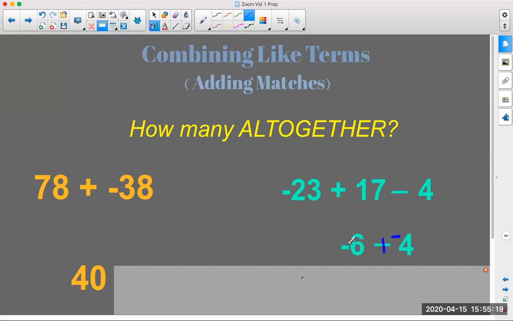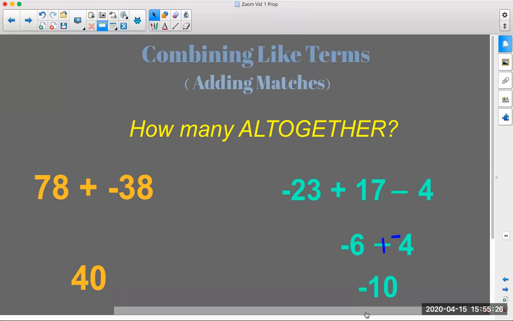So I owe somebody $6, and then I owe somebody else $4. Altogether, I owe $10. So that's combining like terms.